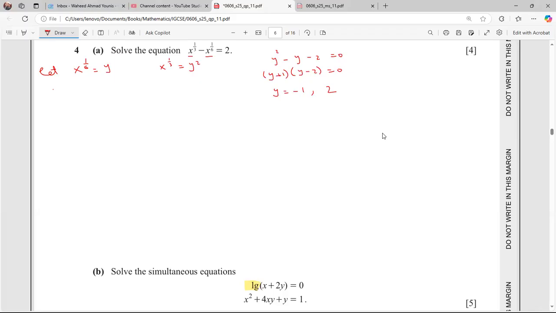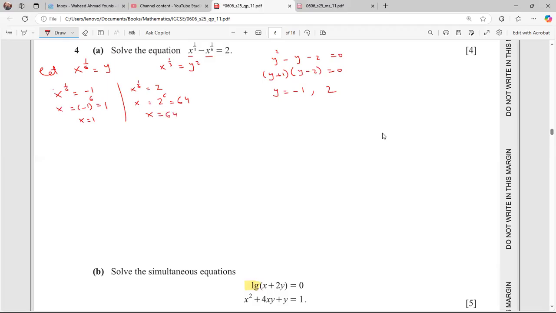It means this x power 1 by 6, which is equal to y, is equal to minus 1, or x power 1 by 6 equals 2. So if I raise both sides to the power 6, x is equal to minus 1 power 6, and that is going to be 1. And similarly, x here is going to be 2 power 6, and that is 64. Okay, so now we have two solutions. One is x equal to 1 and one x equal to 64.